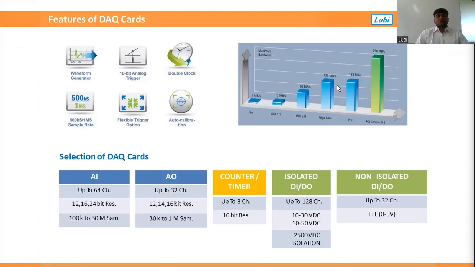We have AO that supports up to 32 channels in a single card, with 32-bit, 14-bit, and 16-bit resolutions. A sampling rate of 30K to 1 mega sample per second is available. DIDO is available in both isolated and non-isolated versions. In a single card, up to 128 channels of digital input, digital output, or both are available.